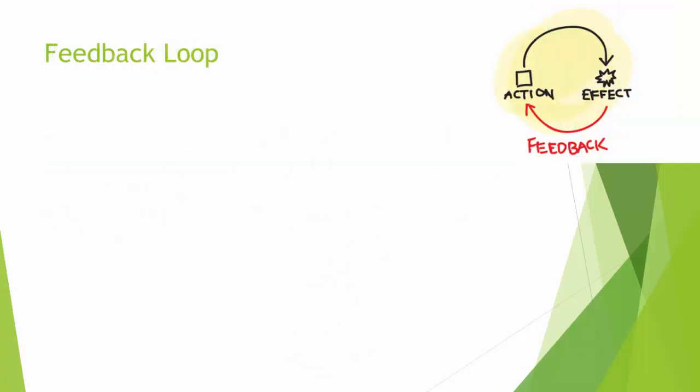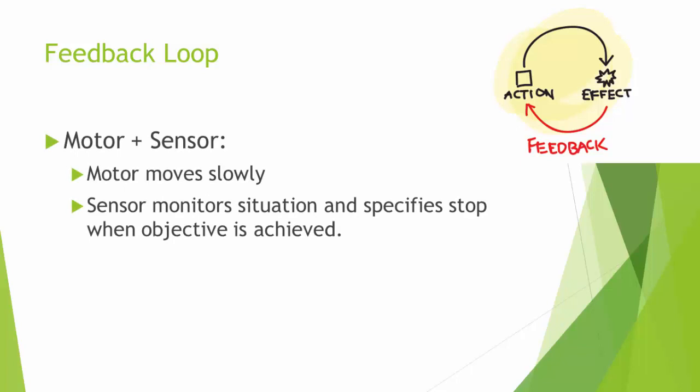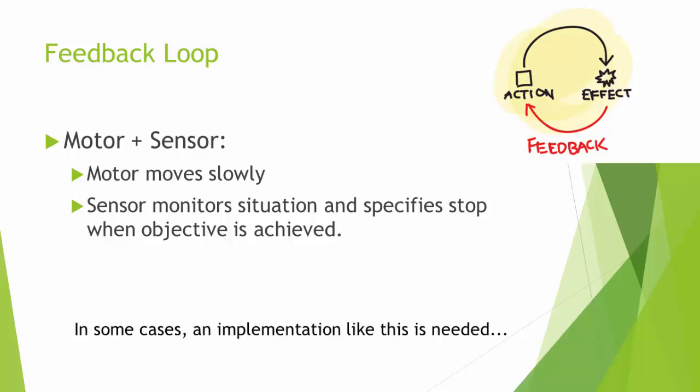So one way to do this is by using a motor and a sensor in unison in a kind of a feedback loop, where the motor moves slowly and the sensor monitors the situation and specifies that the motor should stop turning when an objective is achieved. Now you could probably think of some examples of places you might do this. For example, when a car is backing up and getting close to a wall, or an elevator looking to get to the third floor.